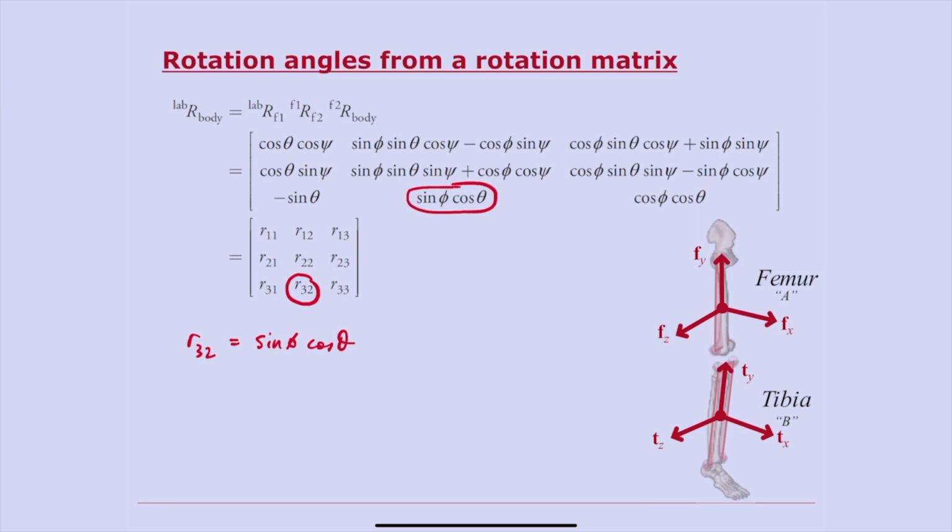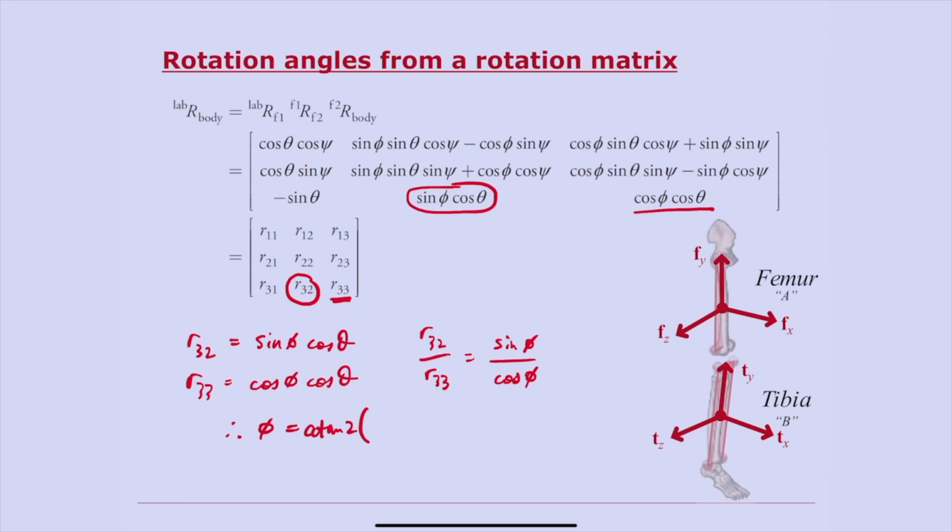Similarly, r33 will equal cosine phi times cosine theta. Now what if we divide them? r32 over r33 equals sine phi over cosine phi. Looks a lot like tan. Therefore, the angle phi is atan2. Now we'll use the 2-argument arctan so that we resolve into the correct quadrant. It will be atan2 of r32, comma r33, because this is tan of phi.